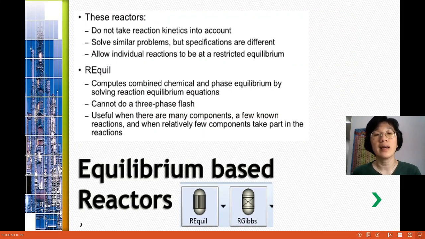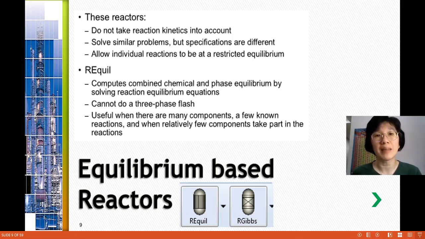So let's move on. We will go for the equilibrium-based model first. This is just an introduction to you. This reactor does not take reaction kinetics into account, and solves similar problems like the other reactor models, and allows individual reactions to be restricted to be at equilibrium. So if you are using the equilibrium-based model, all the solution will be based on the equilibrium, either chemical equilibrium or phase equilibrium, or it can be a combination of these two.